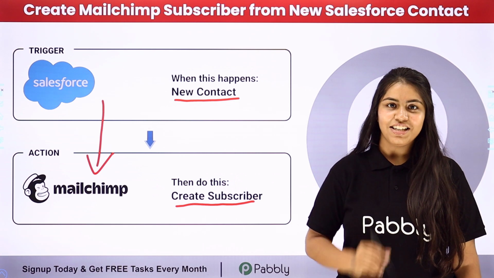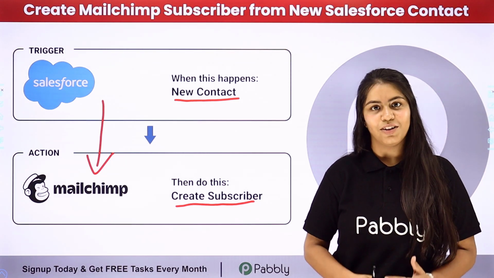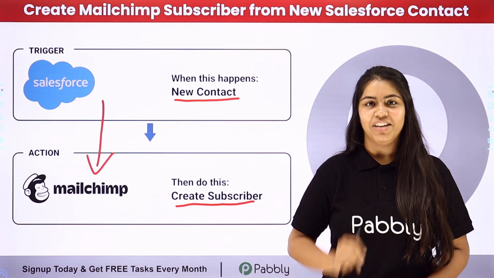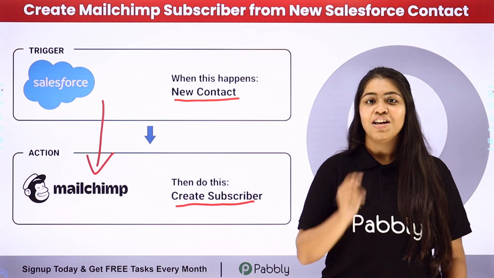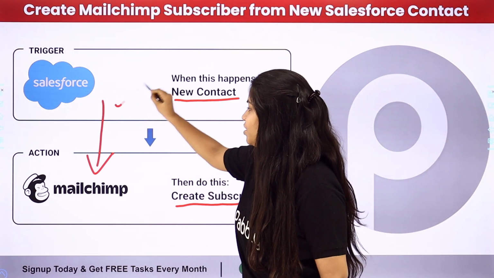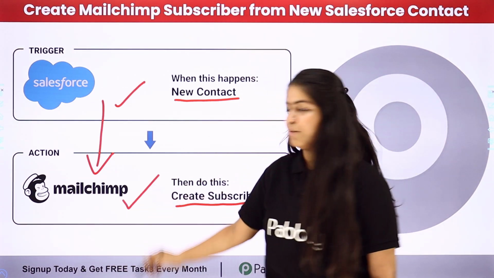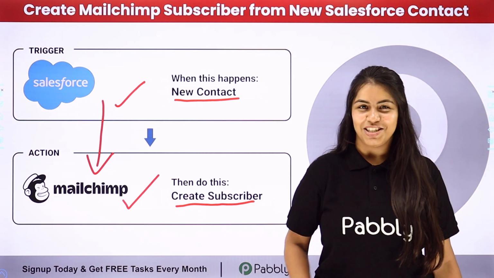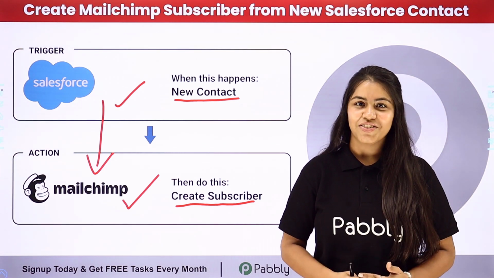To create this integration, we are going to use Pabbly. It's an amazing automation software. In Pabbly, we have the concept of trigger and action. So for trigger, we are going to use Salesforce, and for action, we are going to use Mailchimp. And if you want to learn this process step by step, follow me through the screen.